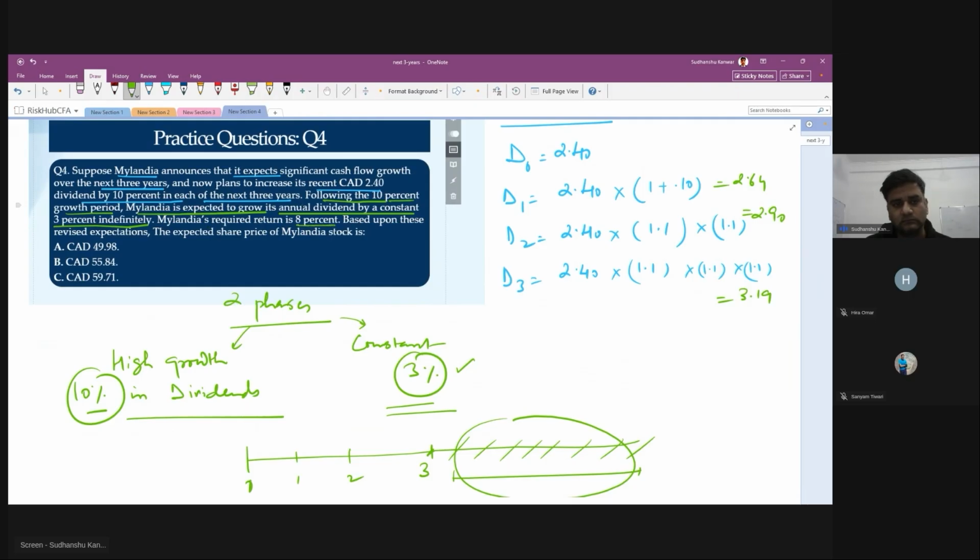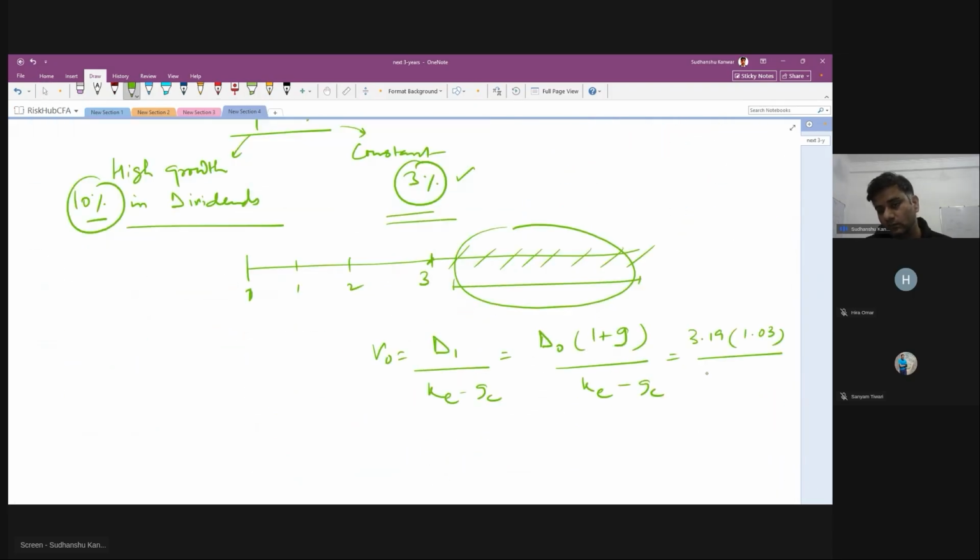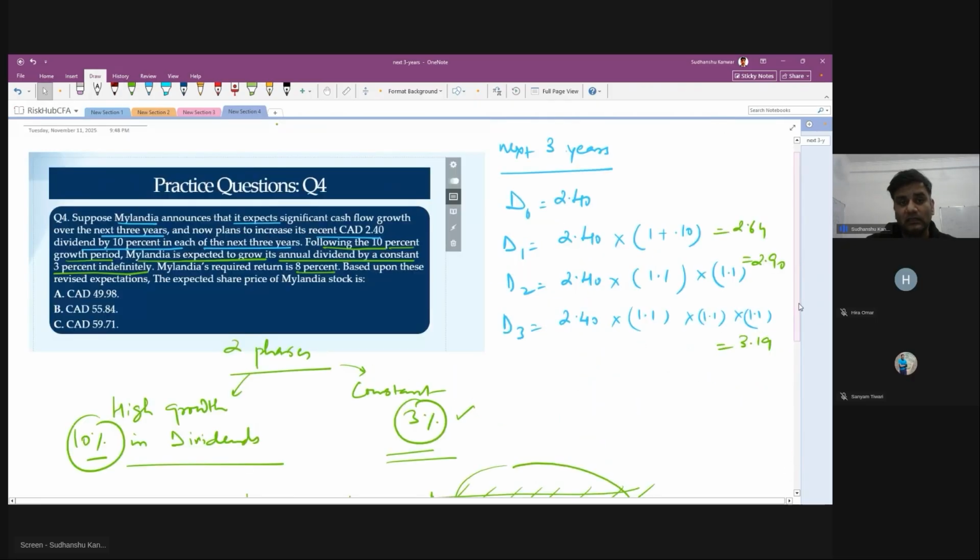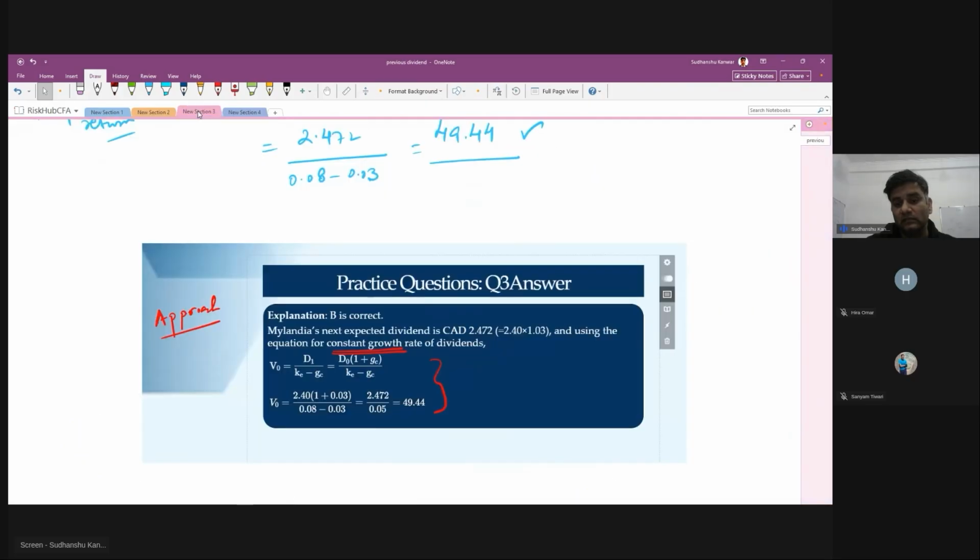8% is the required return. And your 0.08, 0.03. So if you solve 3.19 into 1.03, divided by 0.08 minus 0.03, it comes to 65.80. So you get 65.80. Now what has happened is that in the earlier case, you were getting the answer easily.